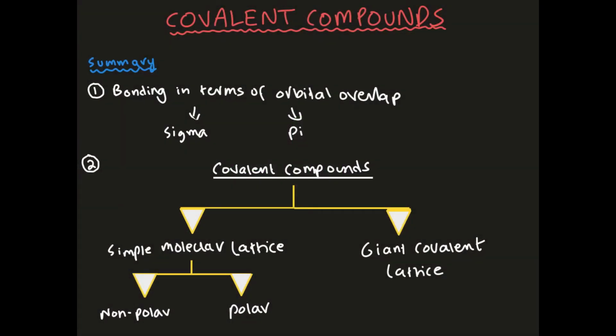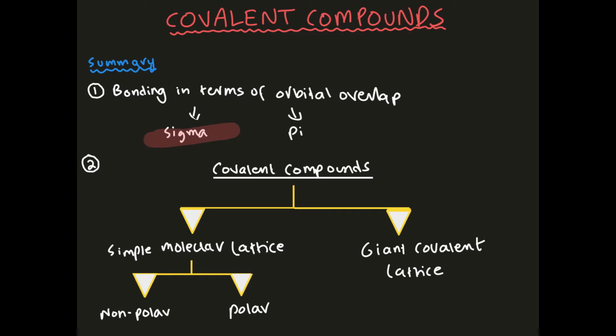Hi guys, today we're going to be discussing covalent compounds in a little bit more detail. So first I would like to give you a summary of what we're going to be covering. The first thing that we're going to be talking about is bonding in terms of orbital overlap, and in this section specifically we're going to be talking about sigma bonds only, and pi bonds are going to be covered in the hybridization videos.